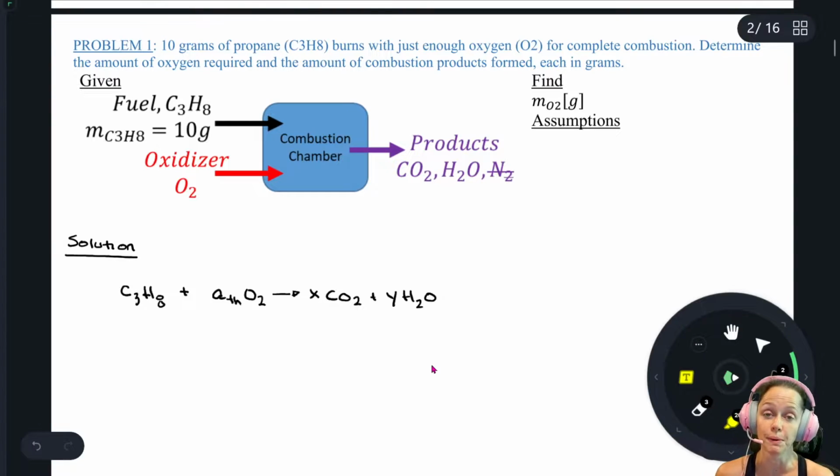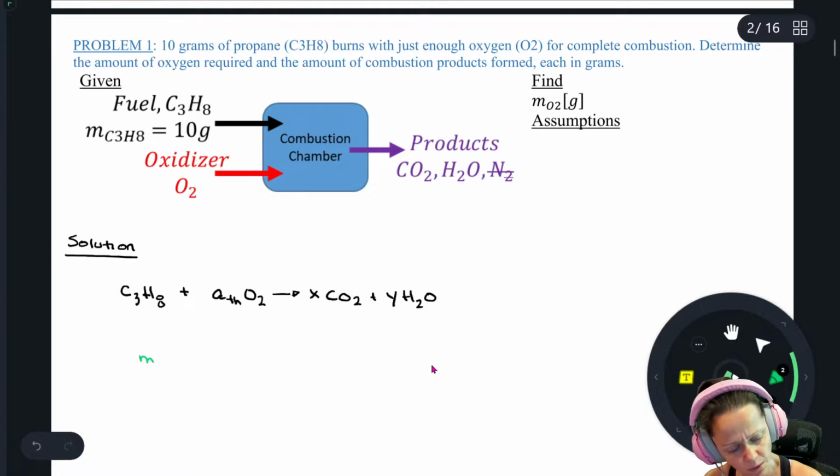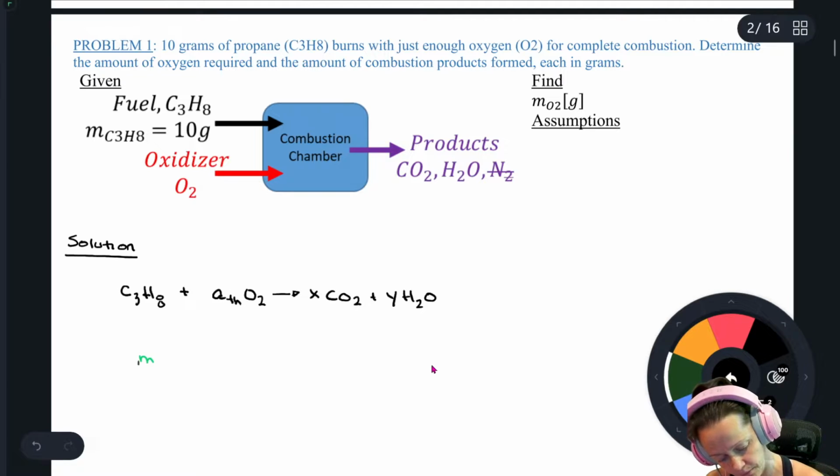So let's go ahead and do the math on that. We need to do a mole balance. Let's make this darker.